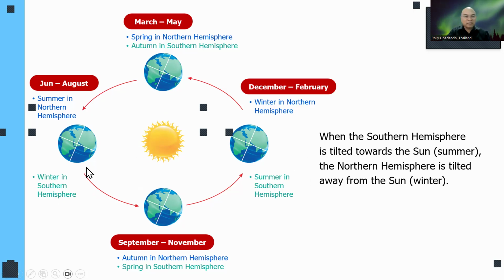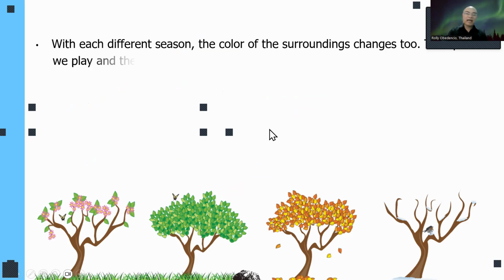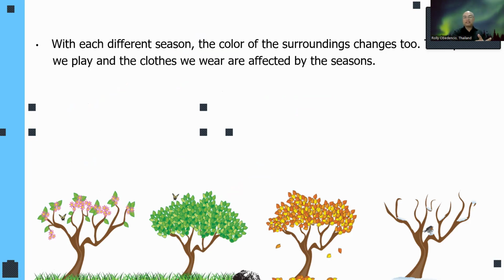When the southern hemisphere is tilted towards the sun, it's summertime. The northern hemisphere is tilted away from the sun, therefore it is winter time. It's cold time, all right? Now look at the pictures of these trees as they change the colors and the number of leaves. So, with each different season, the color of the surroundings changes too.